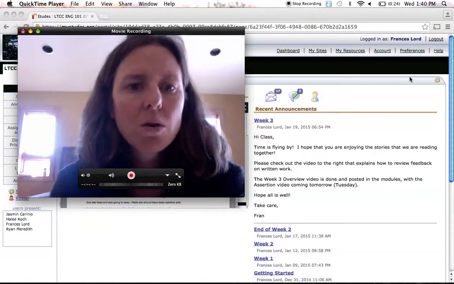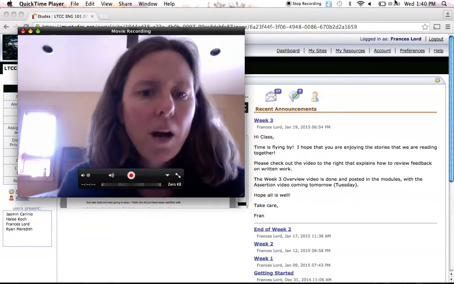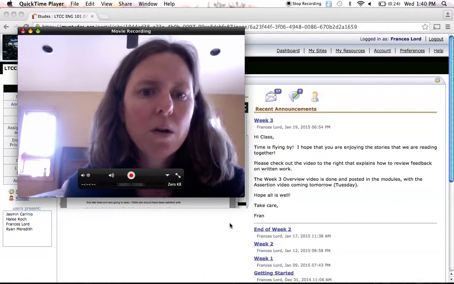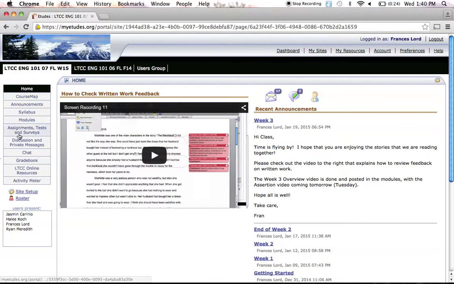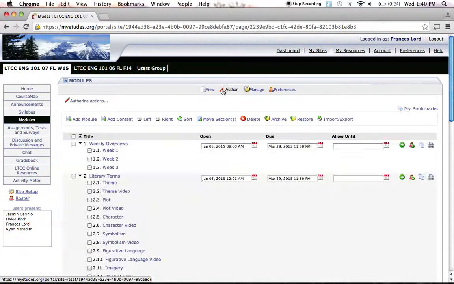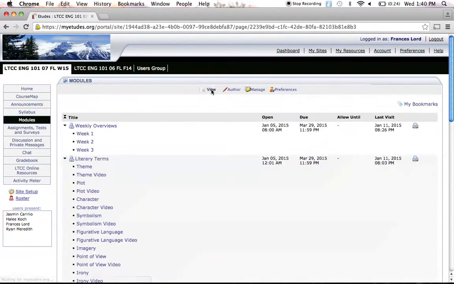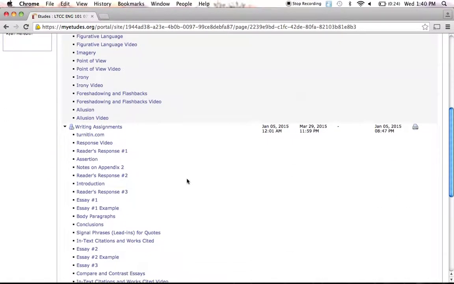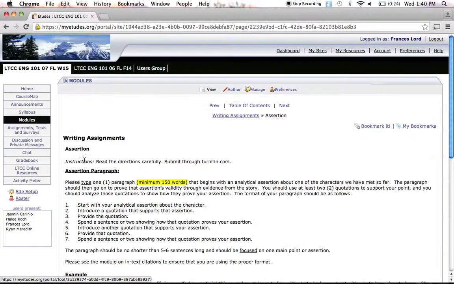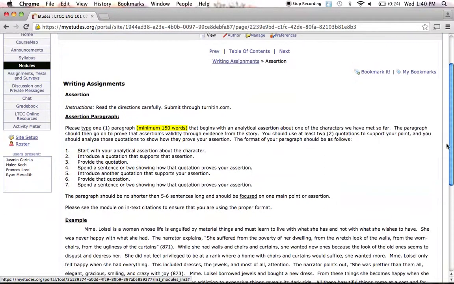So what I'm going to do is open up the module on assertion and talk you through the finer points of it. Let's see. So I'm going to go to modules, and I'm going to switch it to your view. And if you scroll down right now, because I'm making the video, there's no assertion video here, but you can see assertion, and this is the written explanation. Okay, and let's look through the specifics of this.